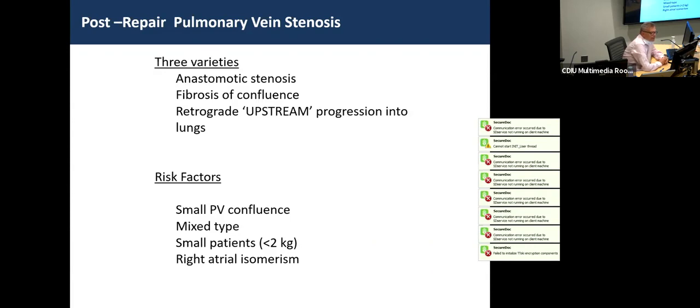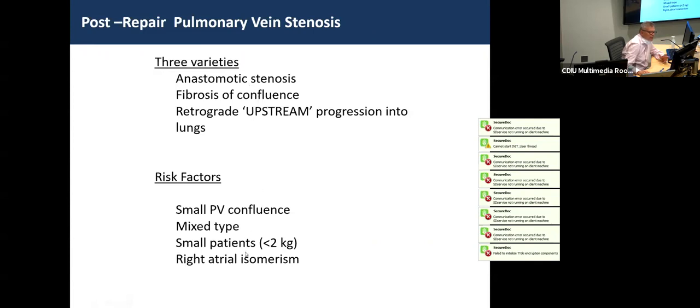And then finally, you get the most severe form called retrograde or upstream, and that term was coined by my colleague Chris Calderon, who referred to the progression into the lungs as the upstream secondary lesion that becomes difficult to control in post-repair pulmonary vein stenosis, or in primary pulmonary vein stenosis, an example of which I think we have later on.